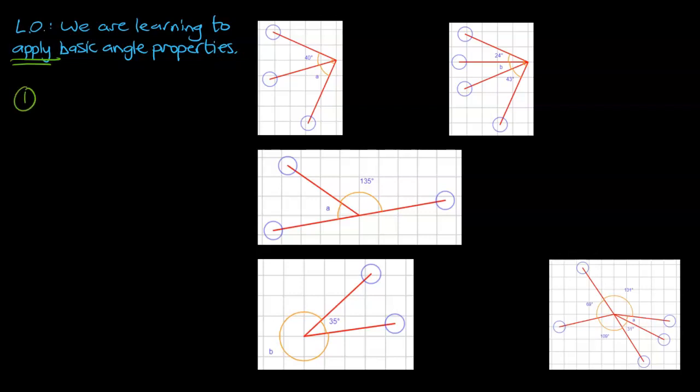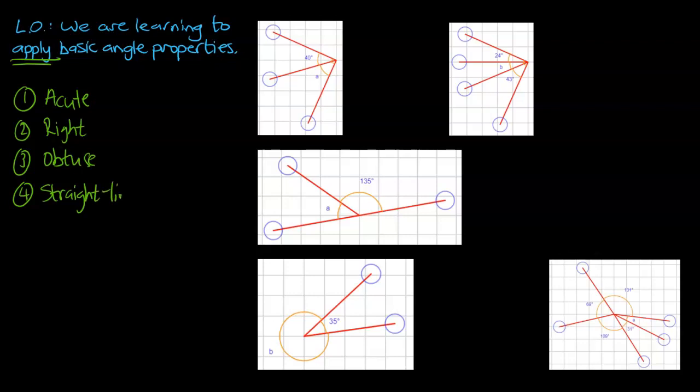So just to recap, in the angle type video, we learned there are things called acute angles, right angles, and after that, hopefully you remember, obtuse. We then had straight lines, then reflex angles after that, and the final one we had was that full revolution. So today we're carrying on with some of these.